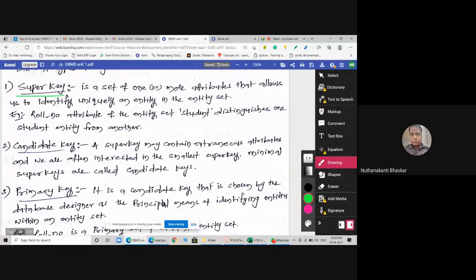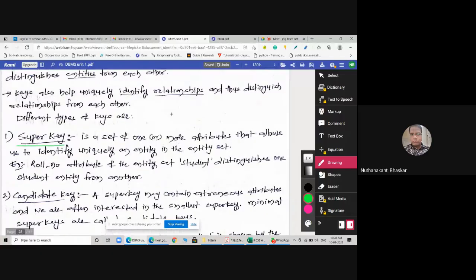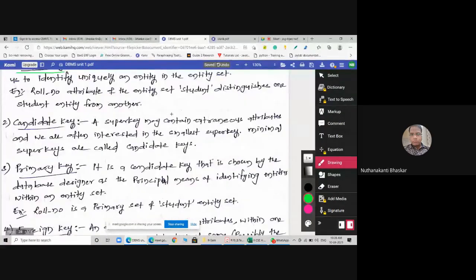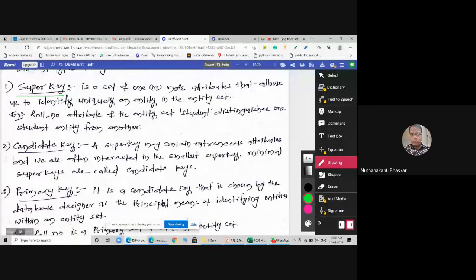If you want to learn the types of keys, first of all, what is a key? Can anyone tell what is a key? Why is a key required? It is the unique identification of an entity. Whenever you want to identify an entity uniquely, we need a key.